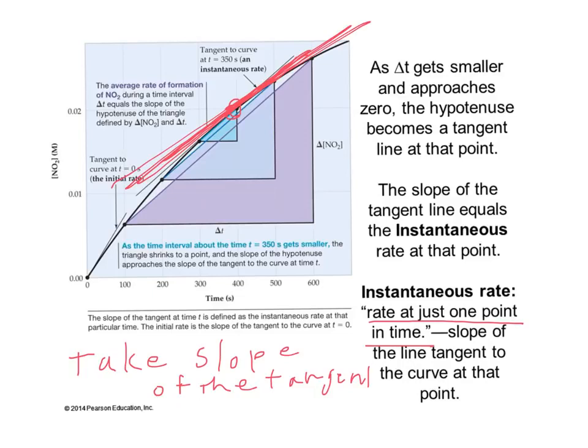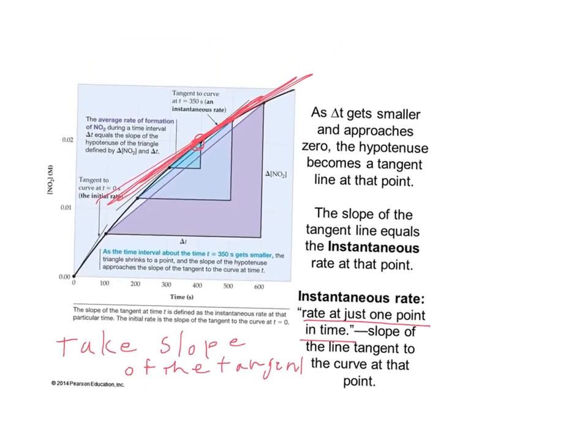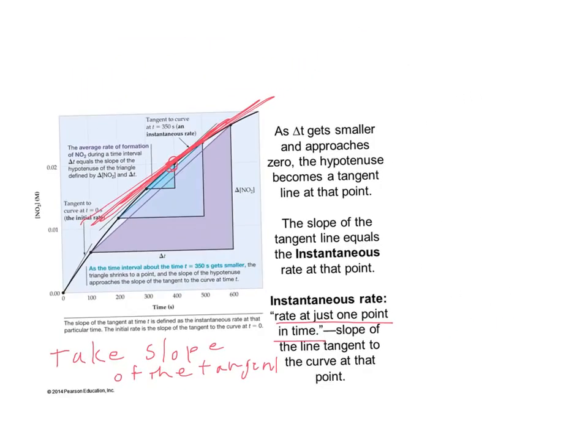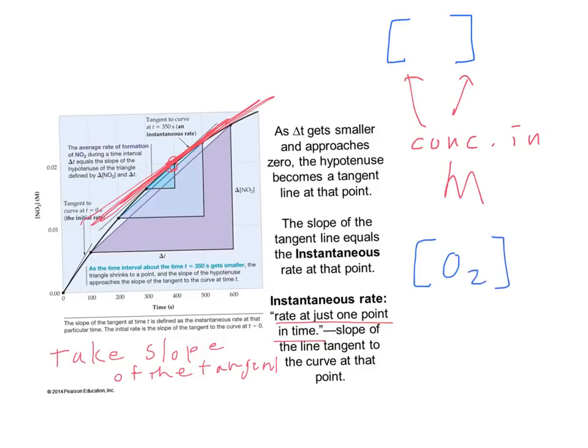It's occurred to me another thing. Throughout this lecture so far, I've been using staple bracket notation. Whenever you see staple brackets in chemistry, that's chemical shorthand for concentration in molarity. So when I say staple brackets oxygen, I'm saying the concentration of oxygen in molarity.